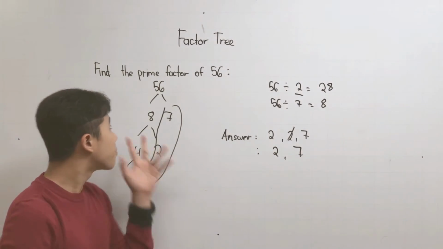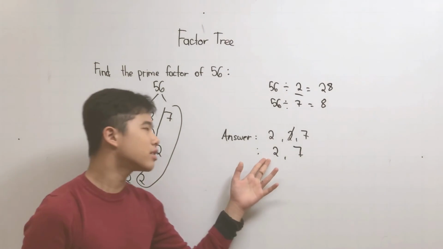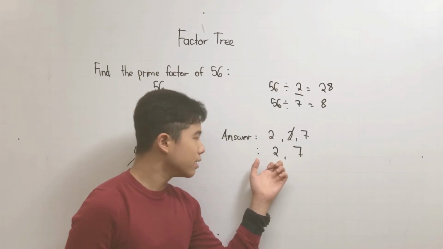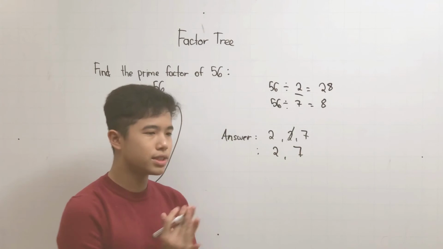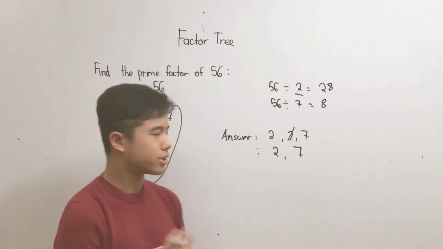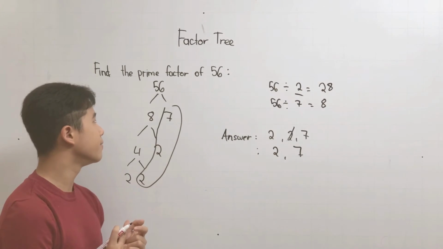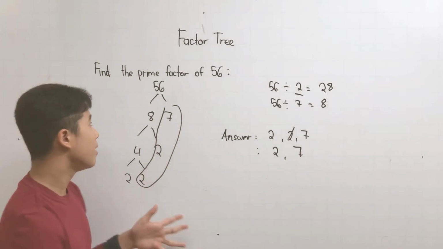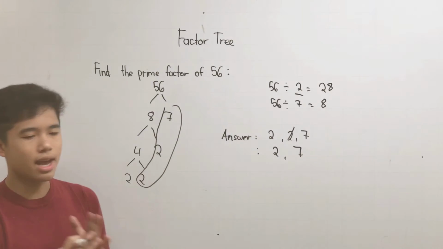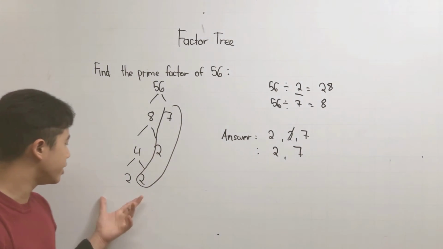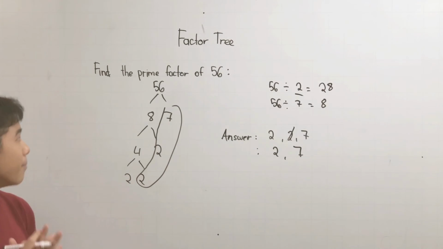And remember, prime factors are the factors that are only divisible by 1 and themselves. 2 is only divisible by 1 and itself. 7 also. So did you understand the factor tree? Just split the first number. If you see any other number that you can split, just split them until all of them are prime numbers.